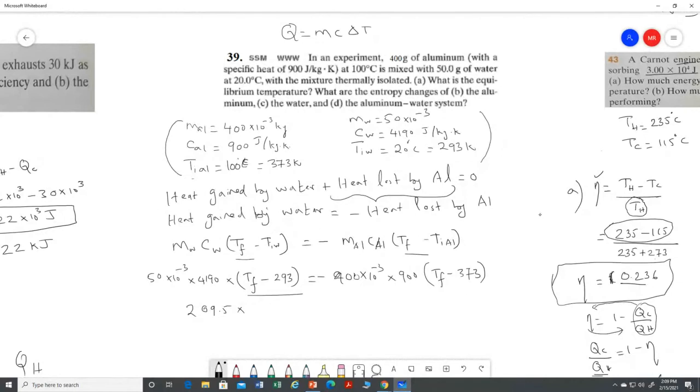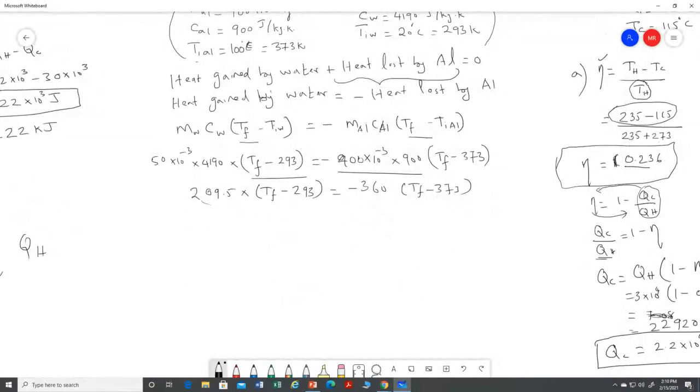0.5 multiplied by TF minus 293. Am I right? And here, if we multiply this, minus 400 times 10 to the power of minus 3 multiplied by 900, I got minus 360. Am I right? Yes, you're right. Minus 360 here, TF minus 373. Could you please multiply this inside? If you multiply this inside, what you will get? 209.5 TF.